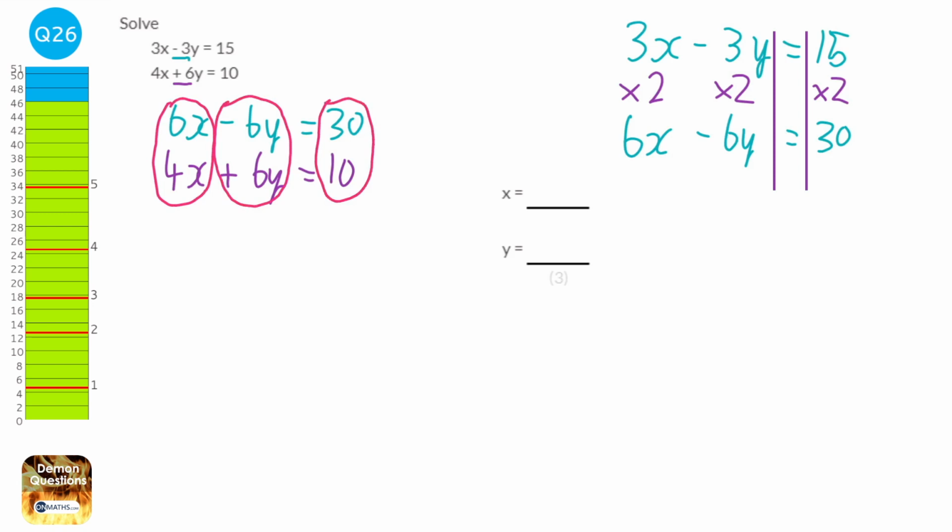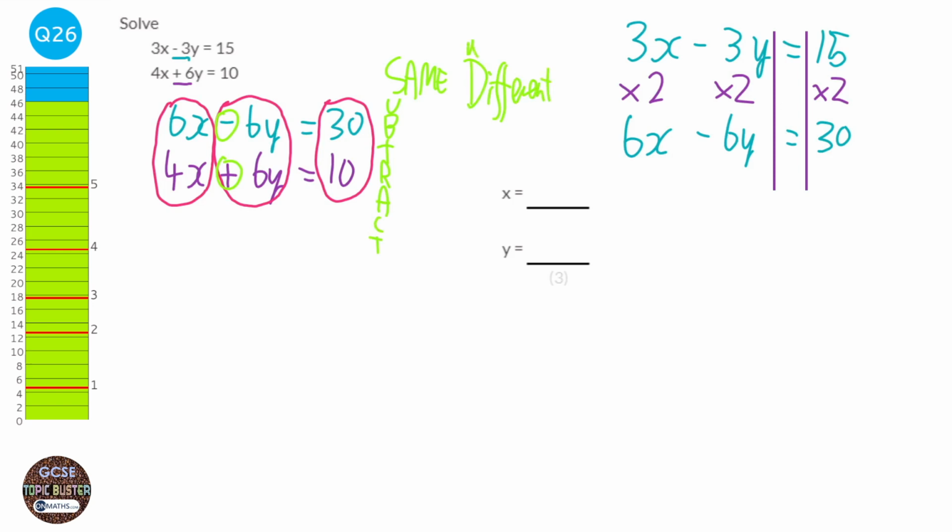And what we want to do is have a look at the signs for the y's, because we made the y's the same. And if they are the same sign, we're going to subtract. If they are different signs, we're going to add. Well, we've got a minus and a plus, so they are different signs. So we're going to add. And I'm going to work out the sums.